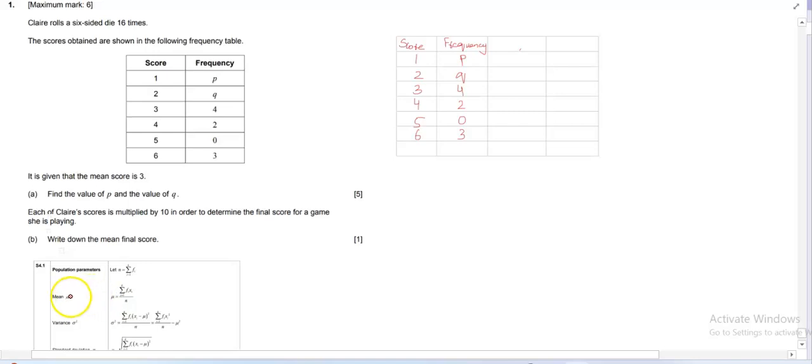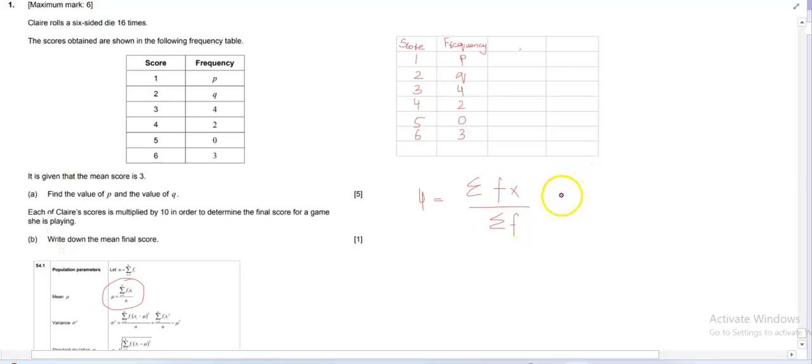So if we look into the formula booklet for Mathematics Analysis and Approaches HL, in section 4.1, there is this formula for the mean, right? So this is how the mean is calculated. Let me write down the formula up here. This is given as sigma fx divided by sigma f, right? That's the total number of frequency that we have.